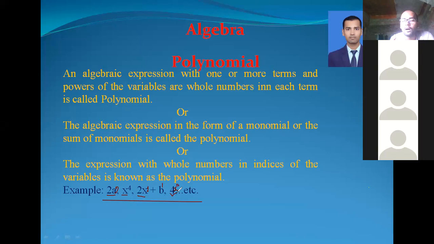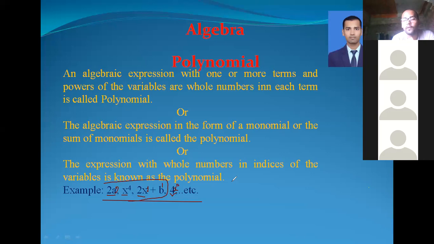That means we conclude only one thing: if there is any number, it automatically comes under polynomial. And if variables are given, we should focus on their powers, whether their powers are whole numbers or not. If not, then it is not a polynomial. If yes, then it is a polynomial.